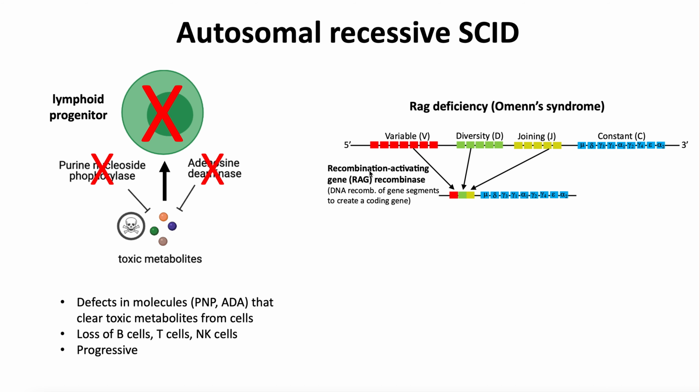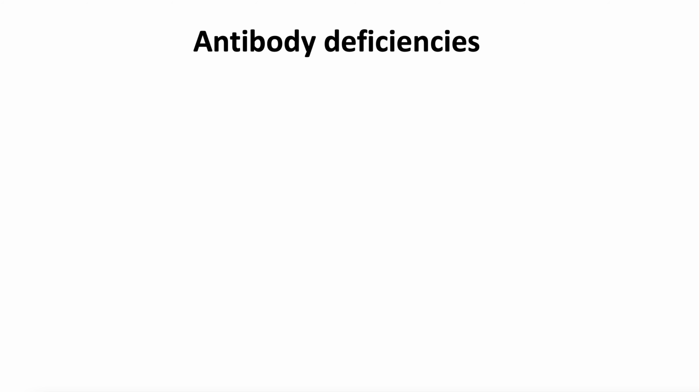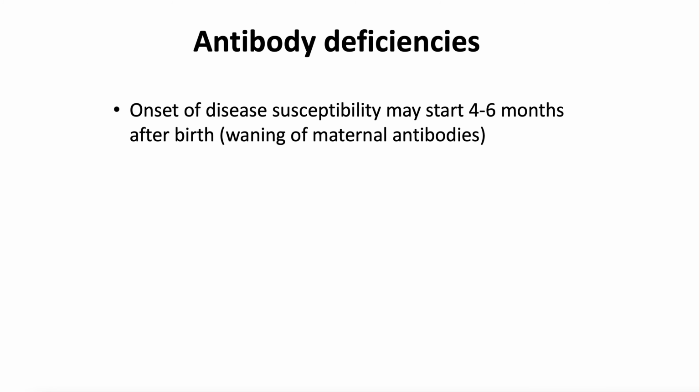And another autosomal recessive version of SCID is loss of the RAG recombinase gene. And if you'll recall, RAG is a recombinase that induces recombination of the V, D, and J segments during lymphocyte development. In the absence of RAG, you get no antigen receptor rearrangement. These B and T cells undergo apoptosis. You do have NK cells present, however, because of course they don't undergo antigen receptor rearrangement. Sometimes this is called Omenn syndrome, and I should mention that all of these forms of SCID, X-linked and autosomal recessive, are quite rare.